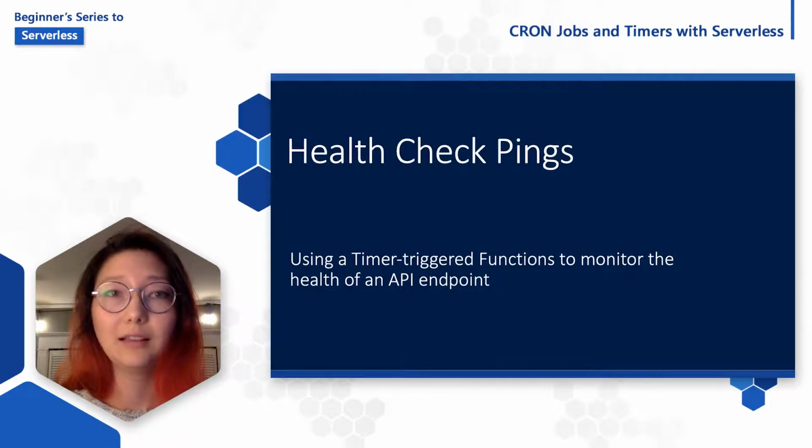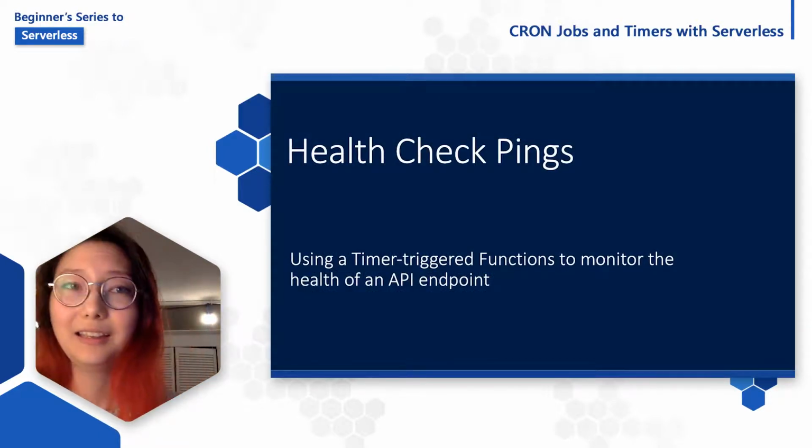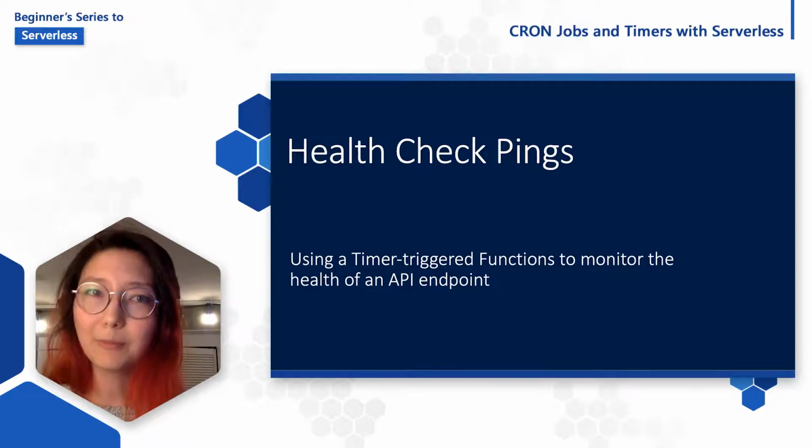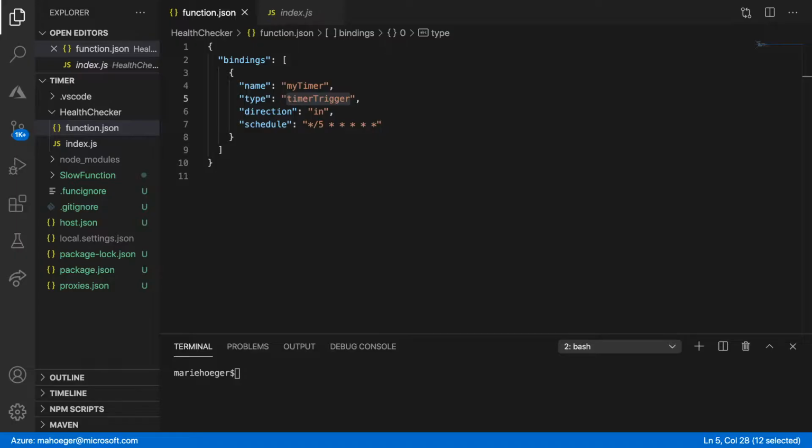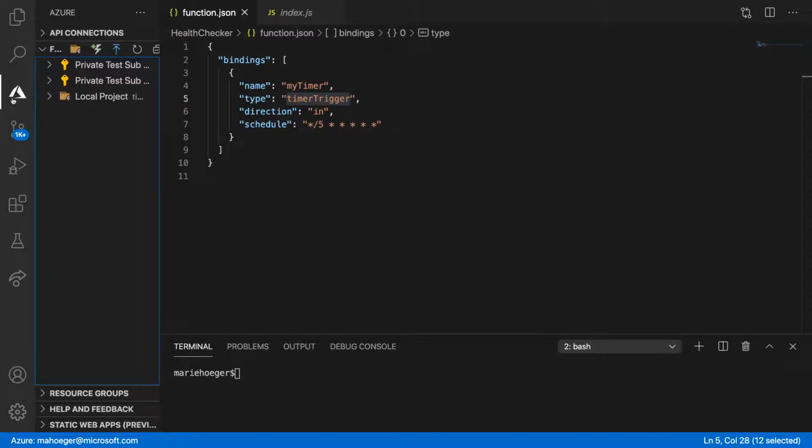Let's see what this actually looks like in code. In this demo, I'll be running a timer-triggered function to monitor the health of some API endpoint. Through this demo, I mainly want to show you what a timer-triggered function looks like so that you can write your own. A fundamental part of a timer-triggered function that every timer function has is this timer trigger type binding definition in function.json. This file was created using the Azure Functions VS Code extension when creating a new function.